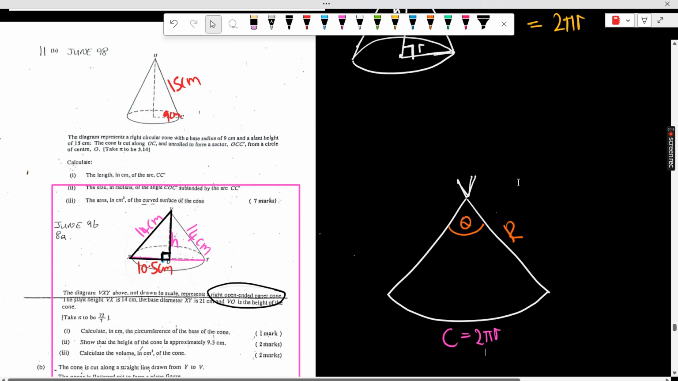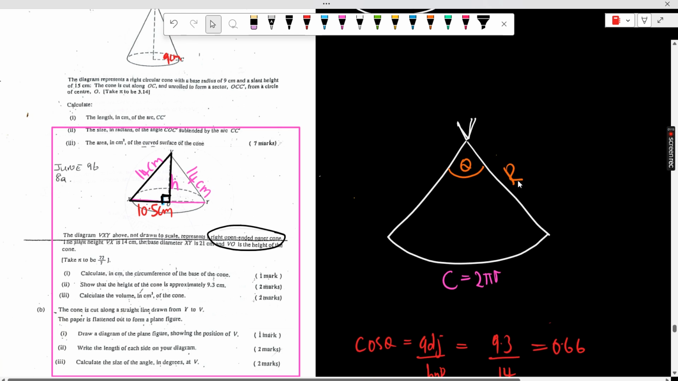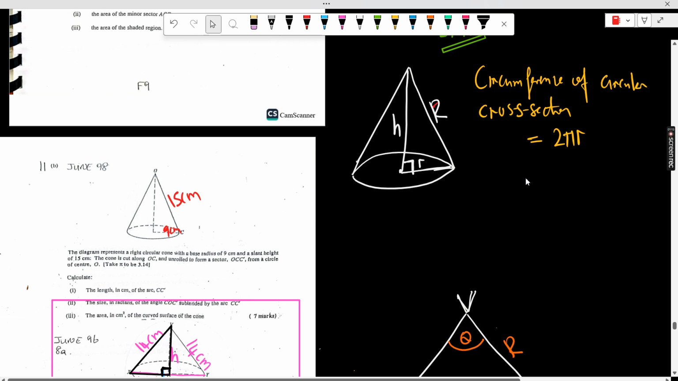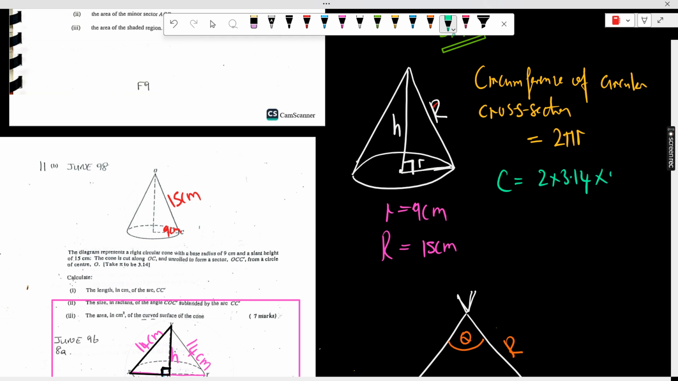So when you cut open the cone, you're going to form a sector. The length of the arc formed will be equal to the circumference of the circular portion of the cone, right? In this particular case, we're given that the radius of the cone, small r, is equal to 9 centimeters, and big R is equal to 15 centimeters. So this circumference, C, equals 2 times 3.14 times 9. Work that out for me, please. 2 times 3.14 times 9.